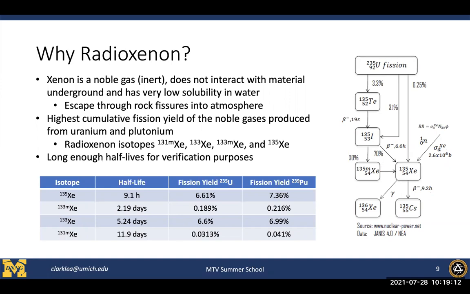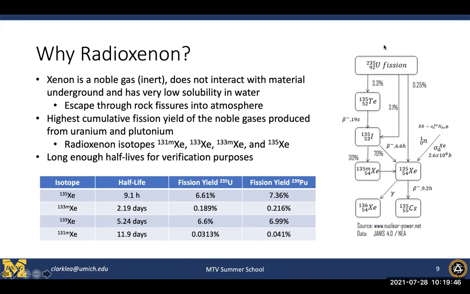So we established that noble gases are good for this type of monitoring. Okay, but why then xenon? Well, another reason that xenon was chosen is that it has the highest cumulative fission yield of all the noble gases produced from uranium and plutonium. And particularly, we look at the radioxenon isotopes of 131 and 133 metastable states, and then 133 and 135. You can see the fission yields in this table right here.